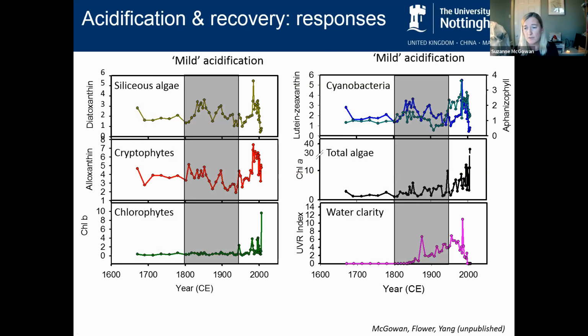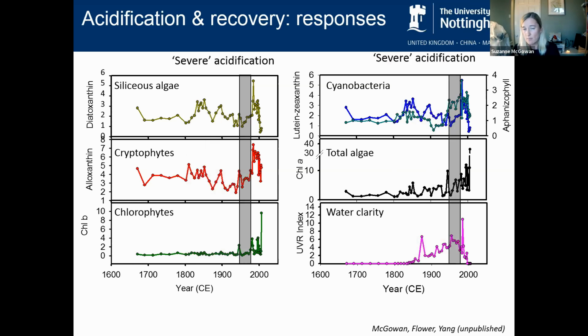When we've got mild acidification, there's a really obvious response. We've got an increase in our water clarity as monitored by this UVR index. That has the effect of stimulating some algal production because it would expand areas for the benthos, particularly the cyanobacteria, which do really well because they've got these sunscreen pigments. So they would do well in that kind of environment.